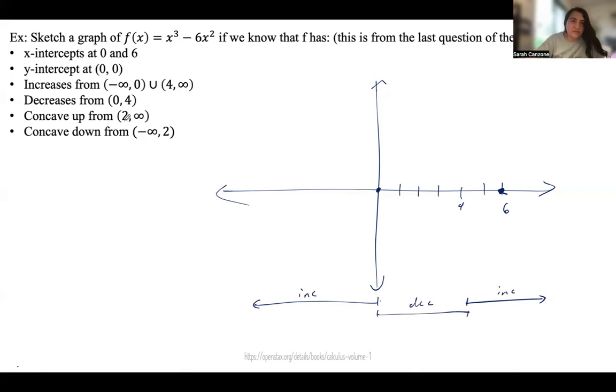It says I'm concave up from 2 to infinity. So here's 2, going forever. This is concave up. And then from negative infinity to 2, I'm concave down. So from here, forever, I'm concave down. All right, now we've covered every single bit of information we're given, and we can actually sketch the graph.